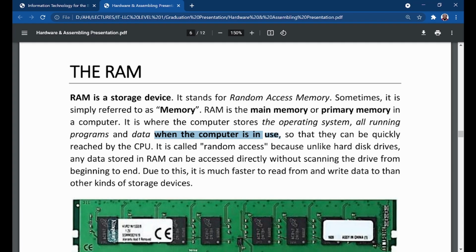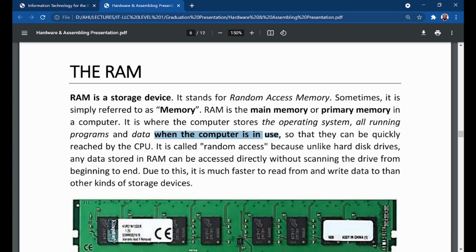Now, when the computer is in use, every program that is running, including the operating system, is loaded onto the RAM. First of all, your operating system is loaded onto your RAM. All the programs you have opened, they are all loaded onto your RAM. And any processing the CPU is doing, the data it needs for that is loaded onto the RAM. So RAM is what carries all storage when the computer is in use.